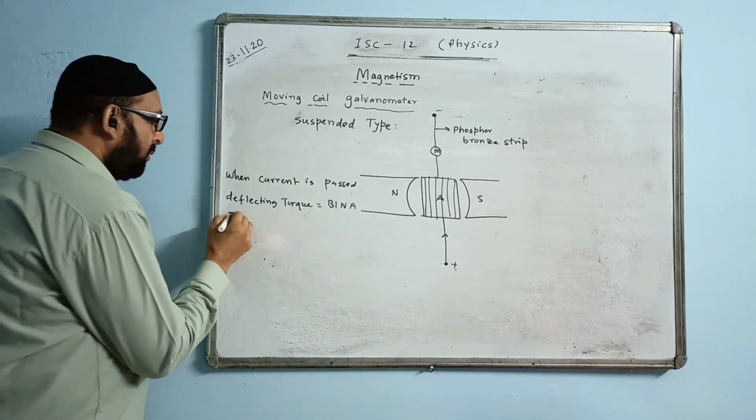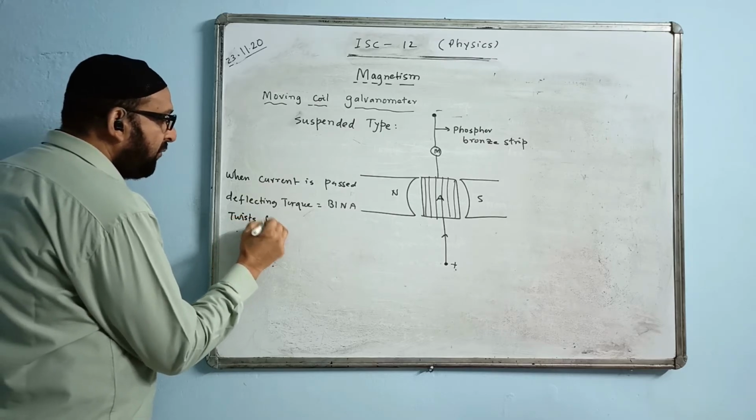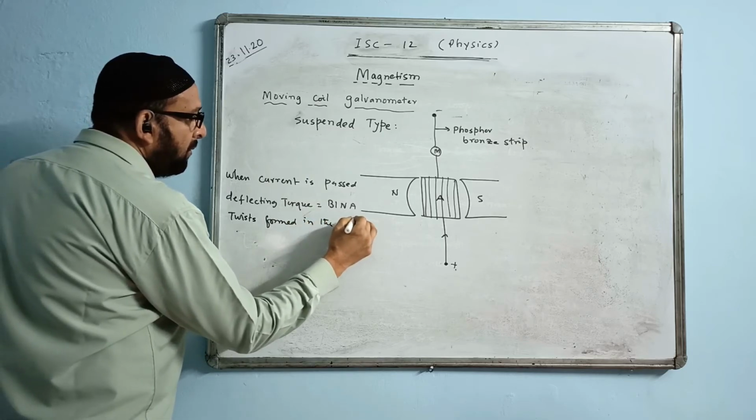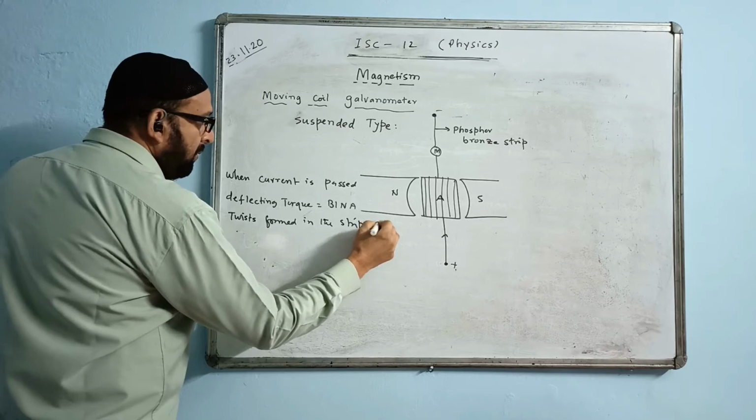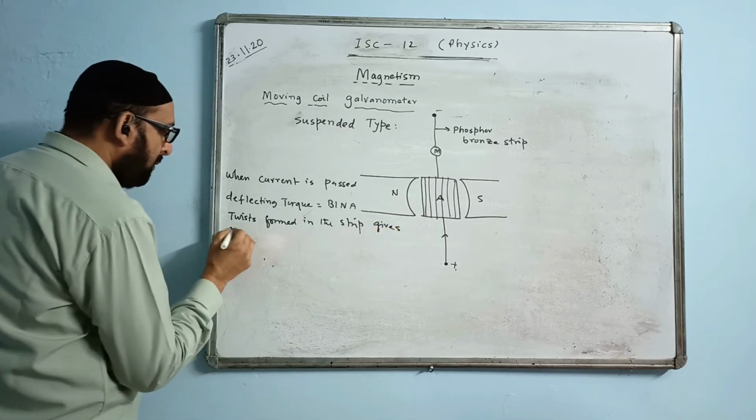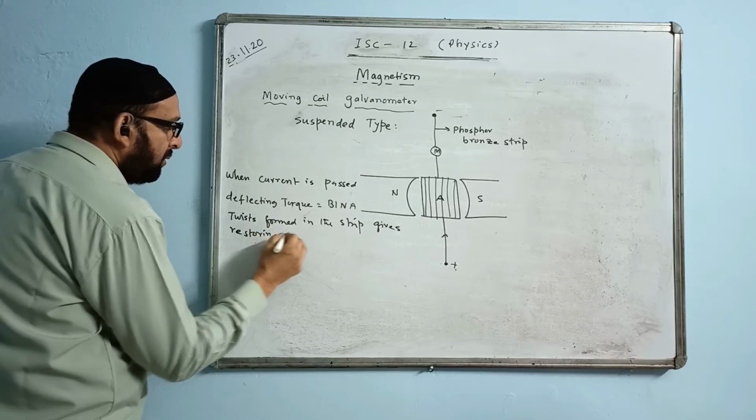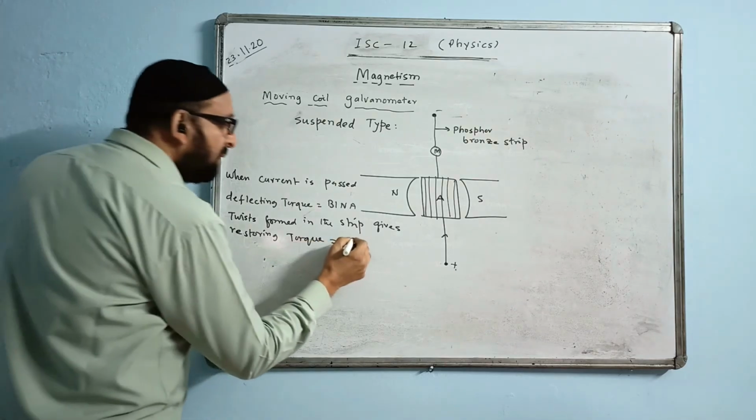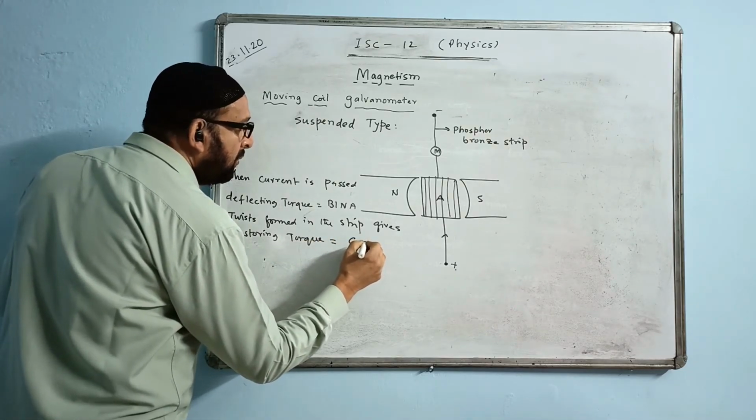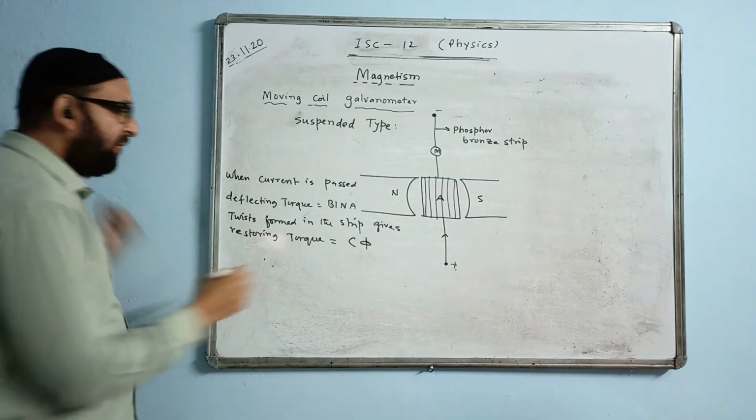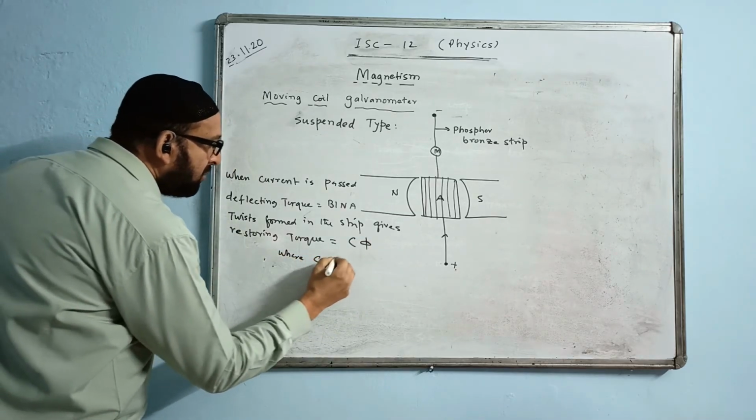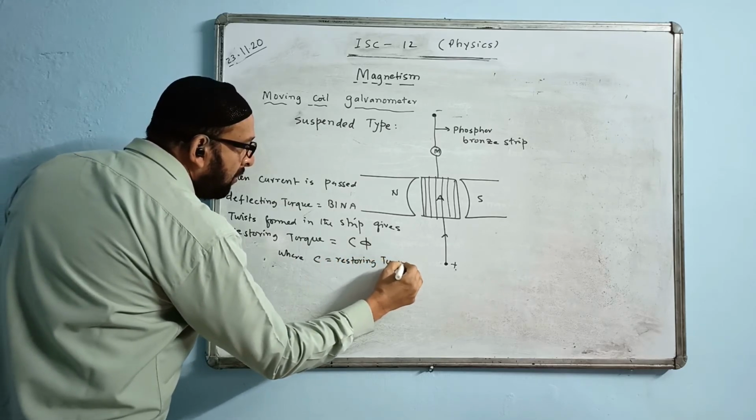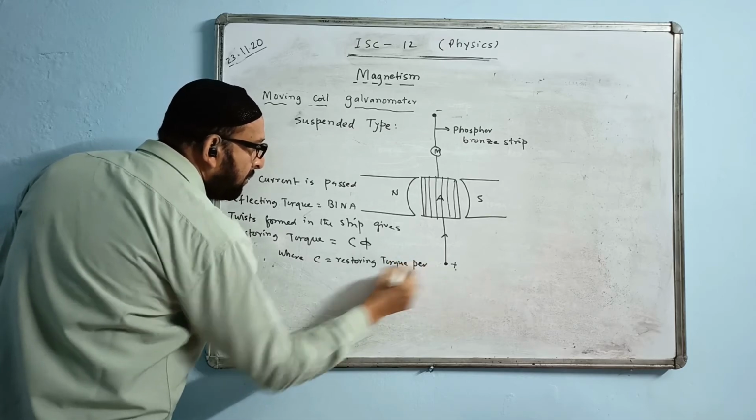Twist formed in the strip gives restoring torque equal to C into phi, where C is the restoring torque per unit twist.